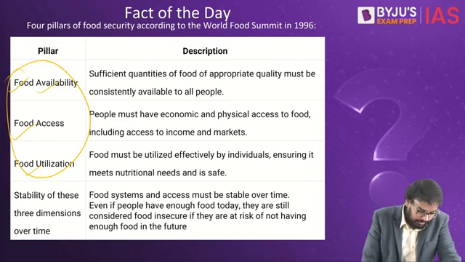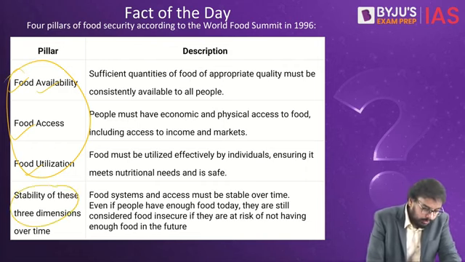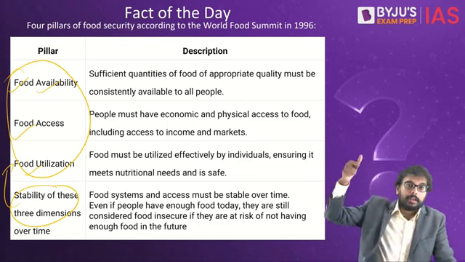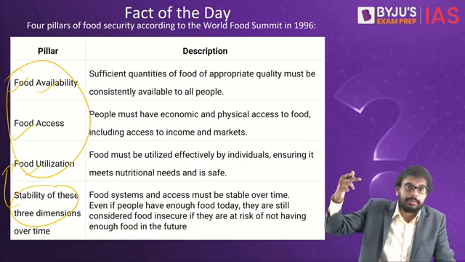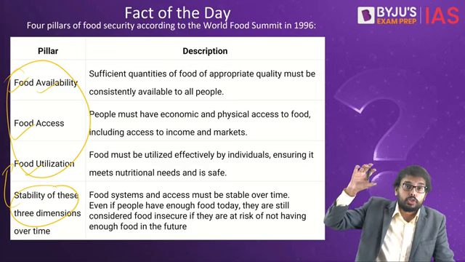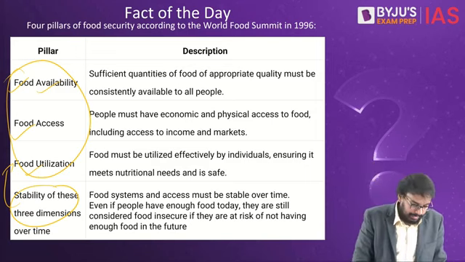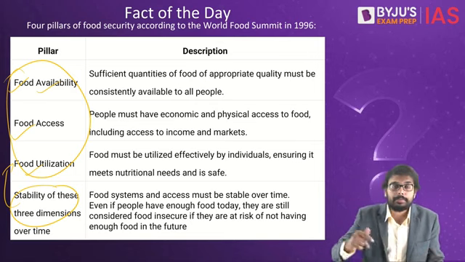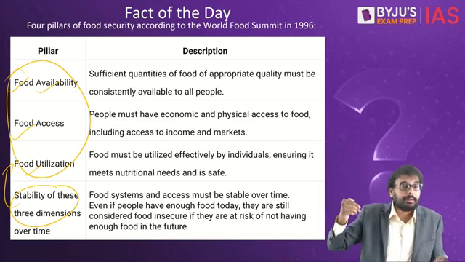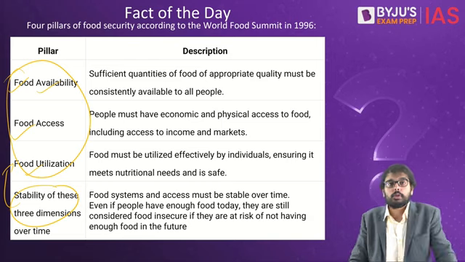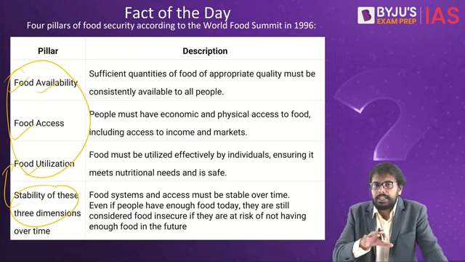And the last one is stability of the above three dimensions. That is, the food availability, food accessibility, and food assimilation should be there at all times. That is stability of the above three dimensions over time. When these three criteria are met at all times, that situation is called food security. Did you guys get it?